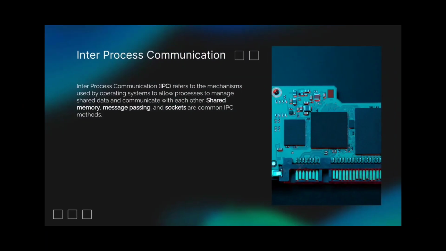So let's start with an overview of different IPC techniques. There are several methods available, each with its own advantages and challenges. The main techniques are shared memory, message passing, and sockets. Along with them, there are pipes, semaphores, and signals.